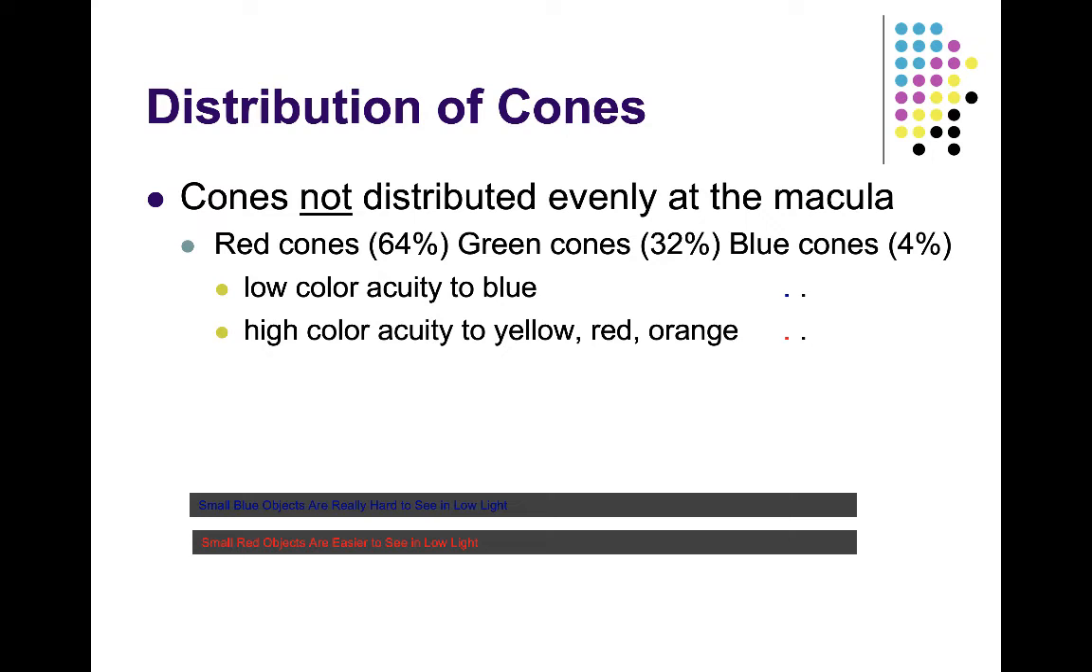We have a high percentage of red cone cells in the macula, fewer green cone cells, and very few blue cone cells. But note here, where we have blue text over gray, how difficult it is to read. That's because we have relatively low color acuity to blue, whereas red is easy to read over the gray because we have much higher color acuity at yellow, red, and orange.